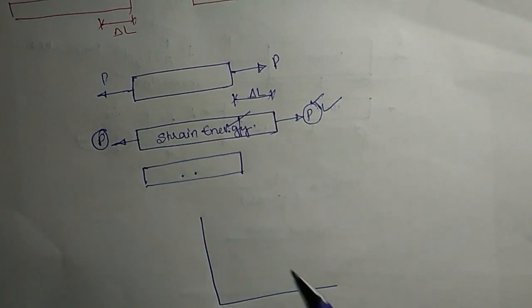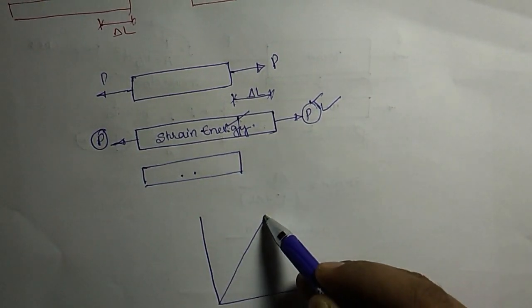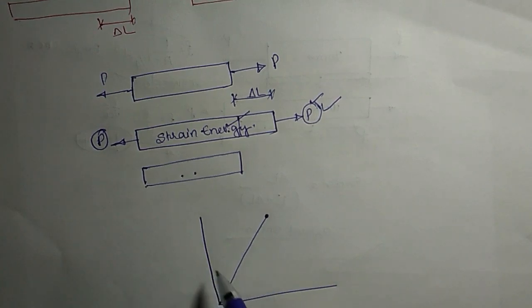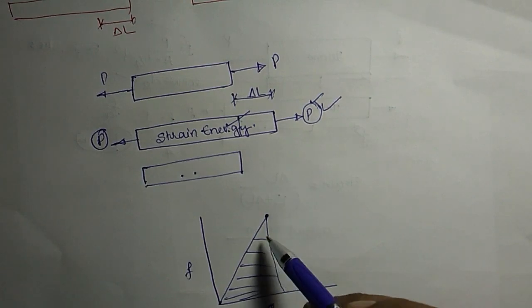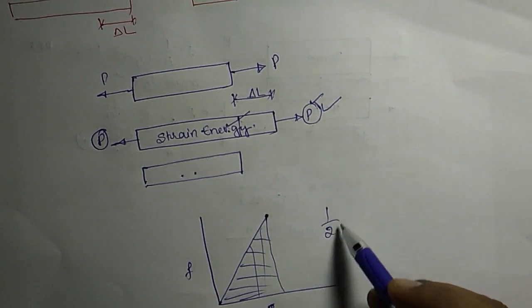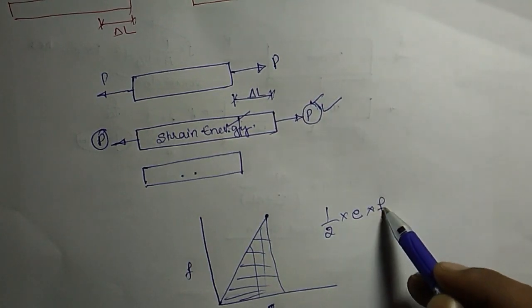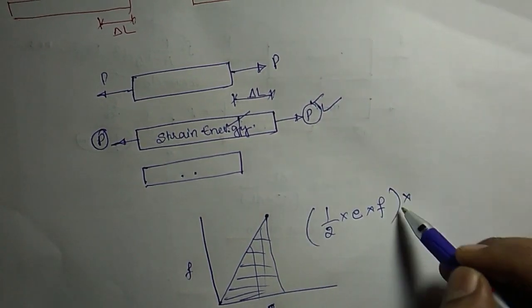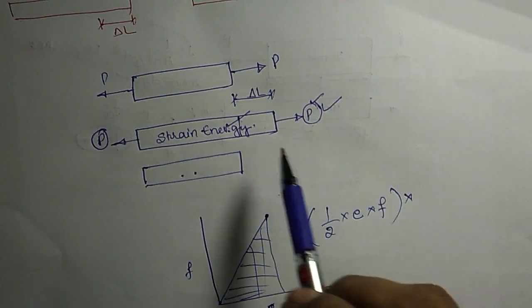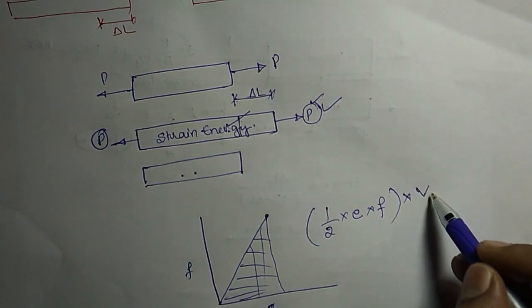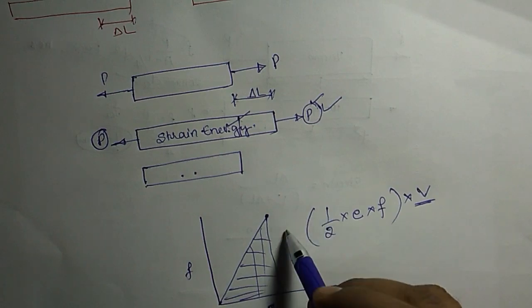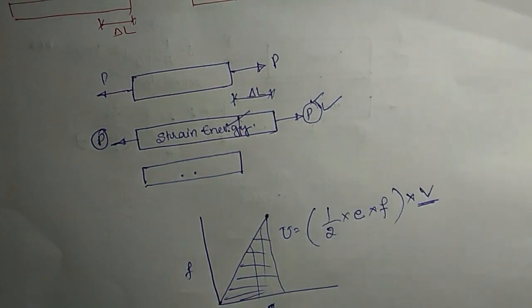You can plot a stress strain diagram initially up to the elastic limit. If you plot, it will be something like this. This is stress, this is strain, we call E. Okay, this area we call strain energy. So calculation of this area is half into base, which is epsilon, and height, which is stress. This is of some metal. Okay, if you want to calculate for the full length, then you need to multiply with the volume, so that you will get the strain energy in the total volume.